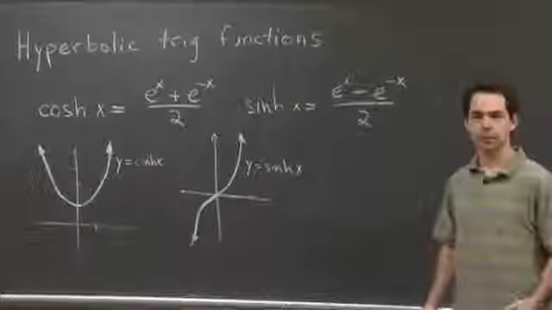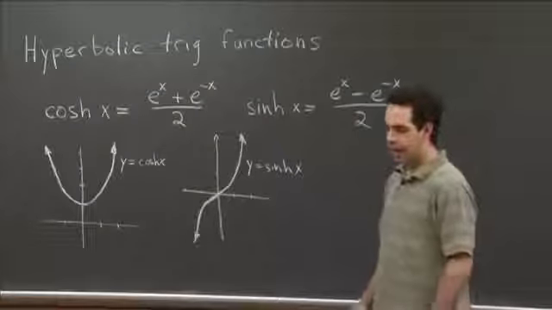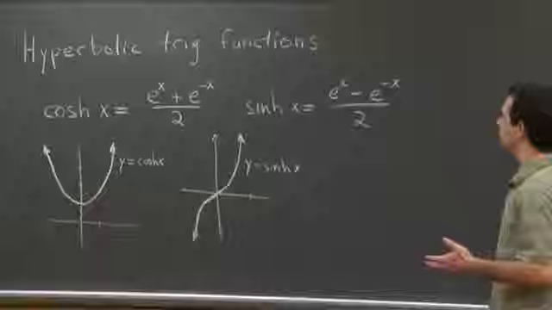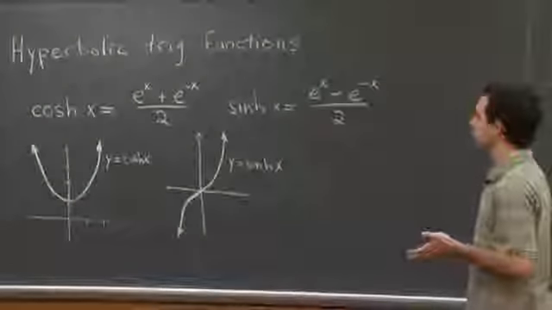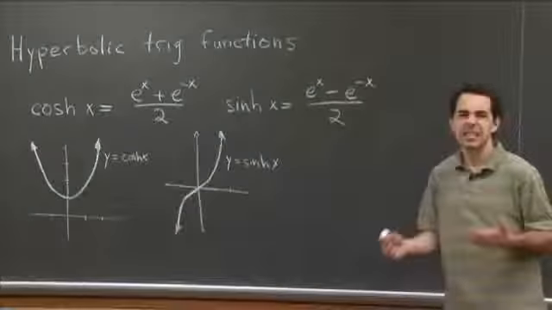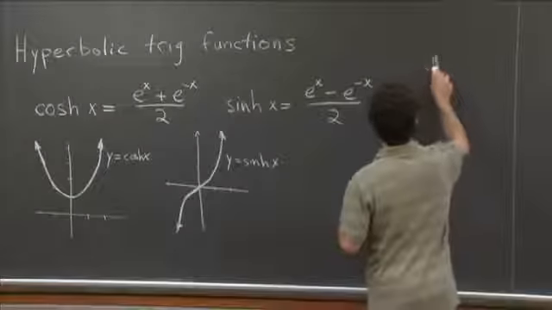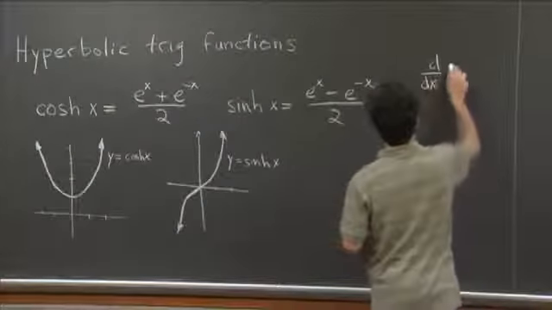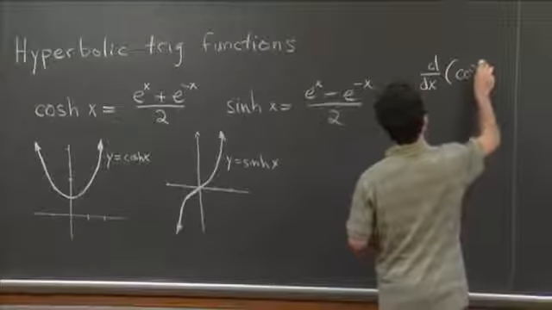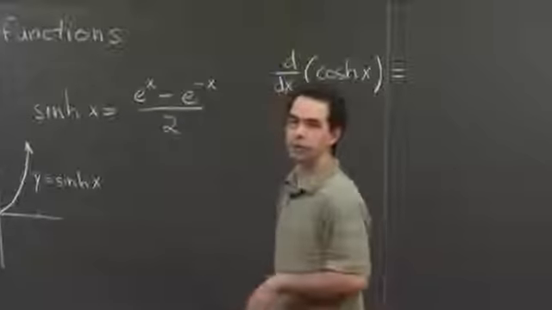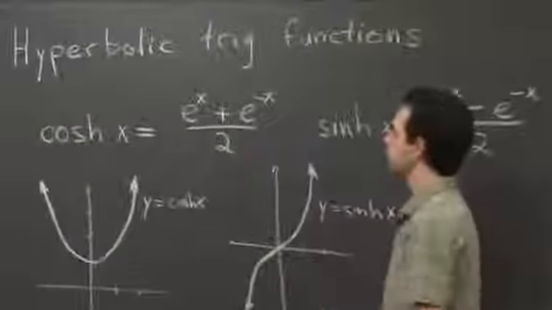They have some nice properties, and let me talk about them. For example, one nice thing you might notice about these functions is that it's easy to compute their derivatives. So if we look at d dx of cosh x, in order to compute that, just look at the definition of cosh.